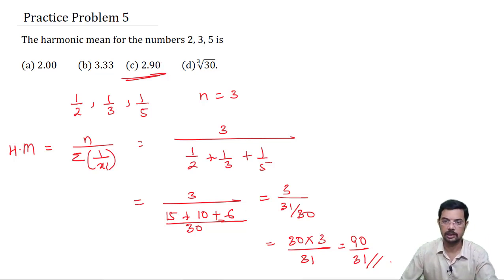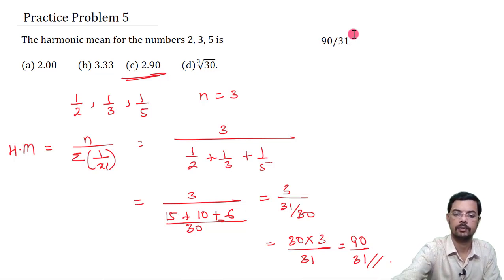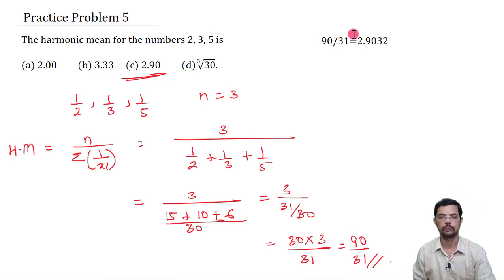We can check that 90 divided by 31 will be equal to 2.9032. Fine. So this is for today's class.